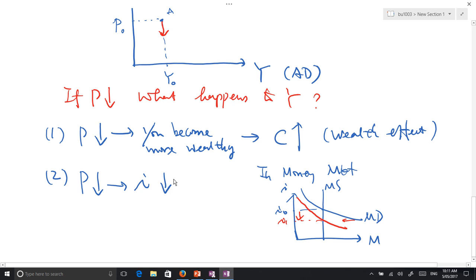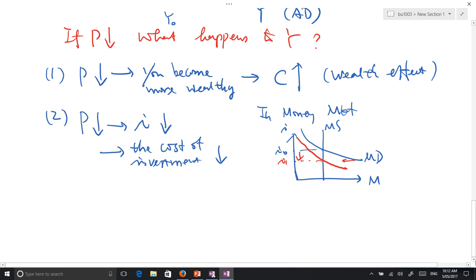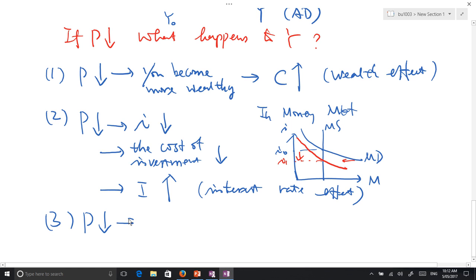So the interest rate drops. This means that the cost of investment drops. Remember, if you want to, say, build a bridge on the Ross River, and you want to finance your project through bank loans, you go to the bank and they charge your interest rate, and now the interest rate drops, your cost drops. So investment, the second component of aggregate demand, will increase. So this is called the interest rate effect. Thirdly, when price drops, we know there is an interest rate decrease.